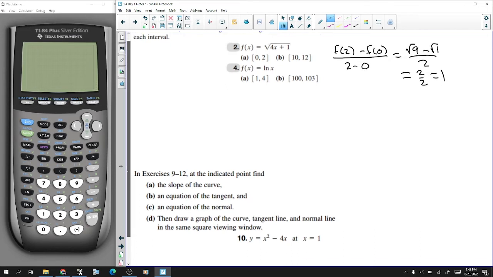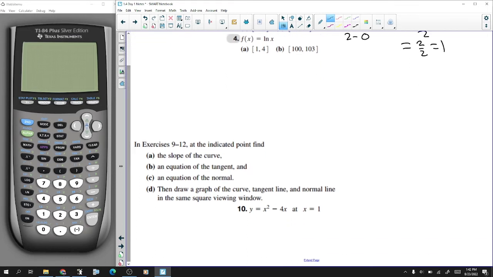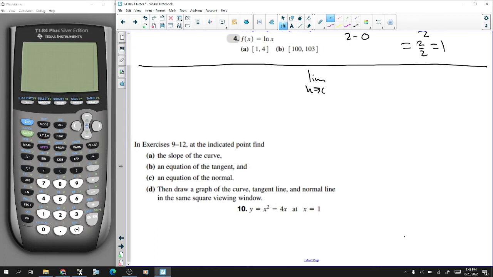At the indicated point, find the slope of the curve. All right, we're looking at number 10 all the way down here. Maybe I can put that work up here. We have, let me erase that. The limit as h approaches 0 of 1 plus h squared minus 4 times 1 plus h minus, if I plug 1 into that, I get 1 minus 4. So minus a negative 3, so really plus 3 over h.